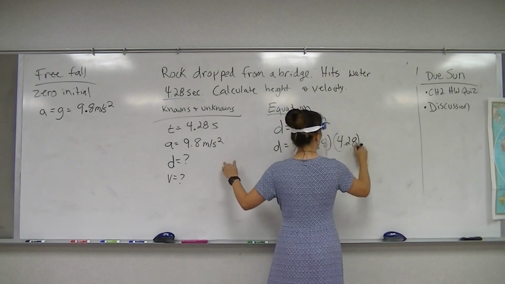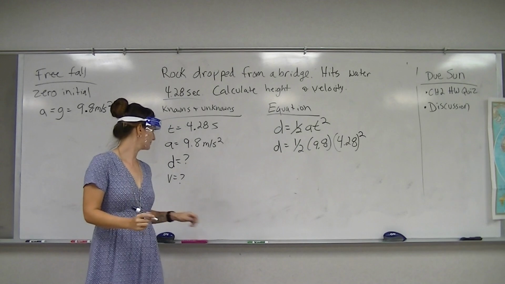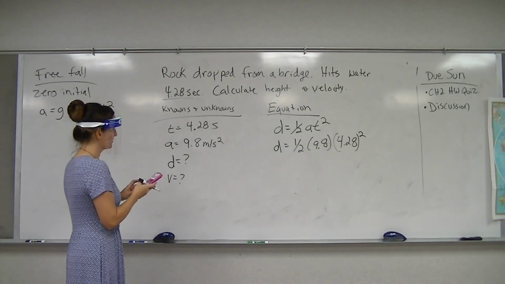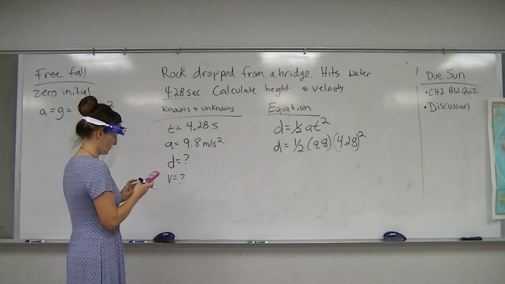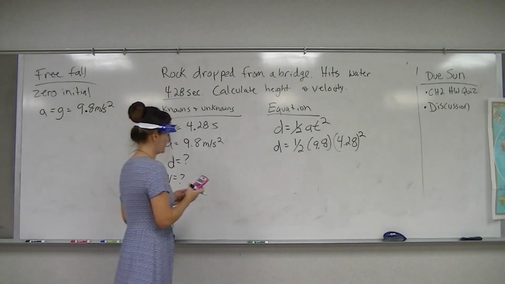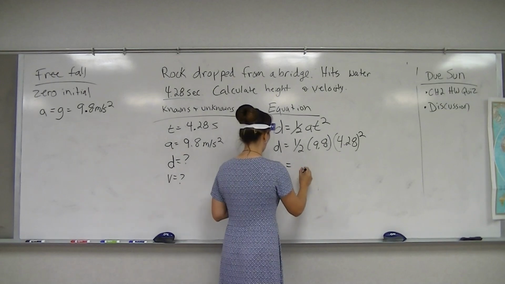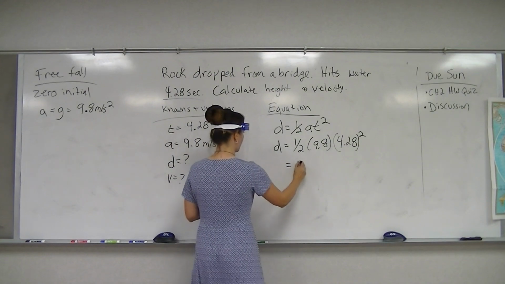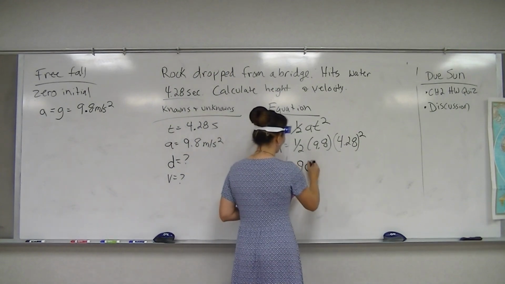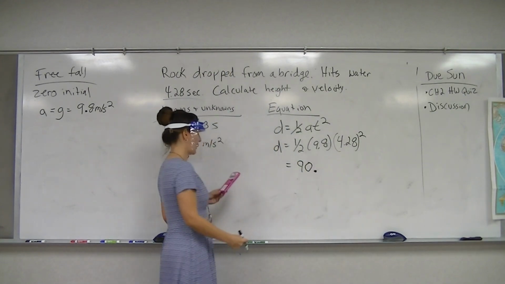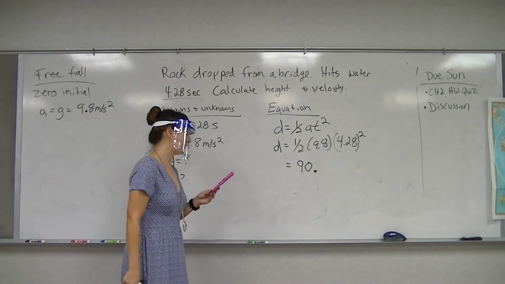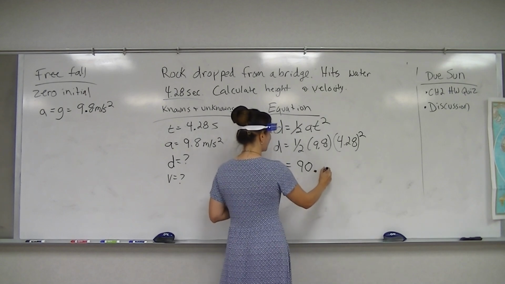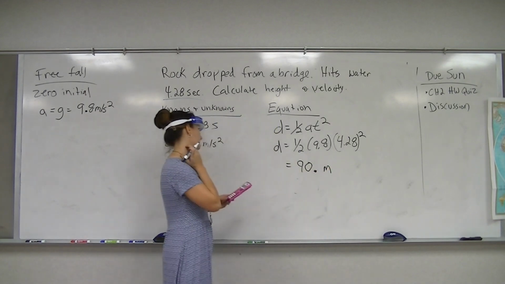4.28, we're going to square that. Can I get a distance of, how many sig figs did we want? 2? So I'm going to round this up. 90, and I'm putting a decimal after it so that that 0 matters, and I still have 2. So I got 89.7, so I rounded up to 90. And the units on distance, meters.